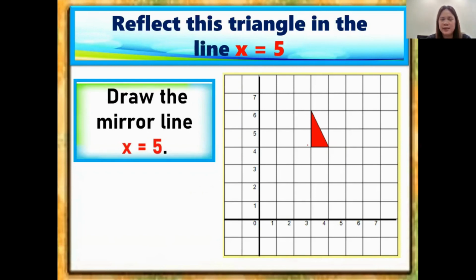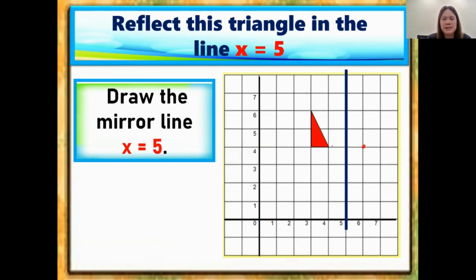All right? So are you ready with your answer, Year 8? So where is x equals 5? Of course, it's a vertical line that passes through x equals 5. So you will have your mirror line here. And let's start reflecting. Let's check your answer. So from this point on the mirror line, we have 1 step to the left, and then we reflect it 1 step to the right. So we have this point here.